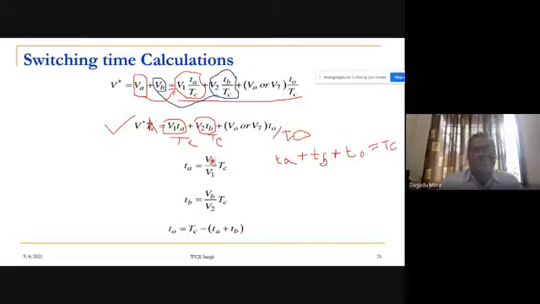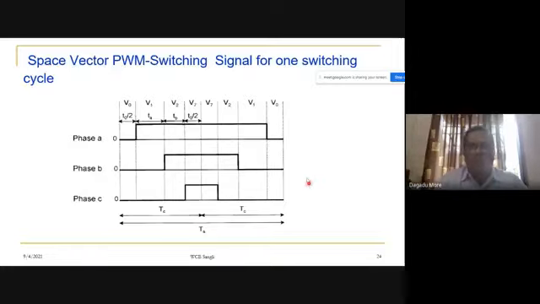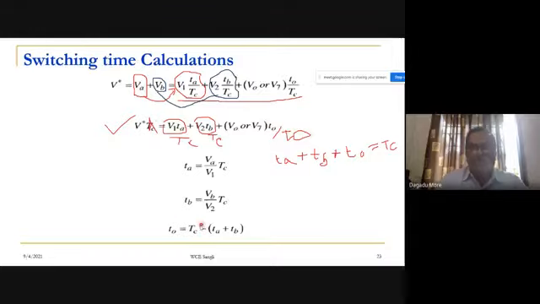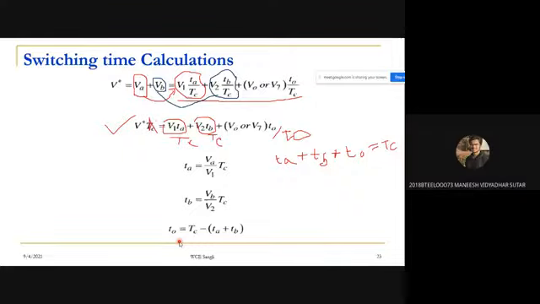Once you find VA and VB, and depending upon the switching frequency, TC will depend. So TS will be 1 by Fs. The inverter has a specific switching frequency, so TS will be equal to 1 by Fs. This TS is known. TS divided by 2 gives you the TC. Once TC is known, TA and TB are known, and you find the T0. So we are getting three times: TA, TB and T0. How to compute TA, TB and T0? Is it clear? Yes, sir.